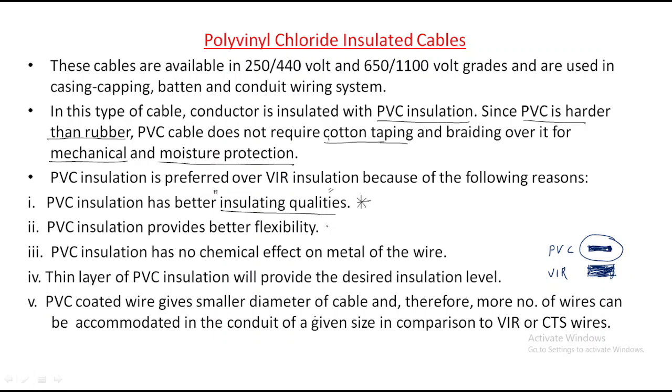Fifth, PVC coated wire gives a small diameter of the cable, and therefore more number of wires can be accommodated in a conduit of a given size in comparison to the VIR and CTS wires. Conduit means, for example, a particular area we are using. In it we can accommodate more number of wires. But VIR or CTS cables are very big cables. There is a possibility of only one or two cables, but of PVC we can send more number of cables.